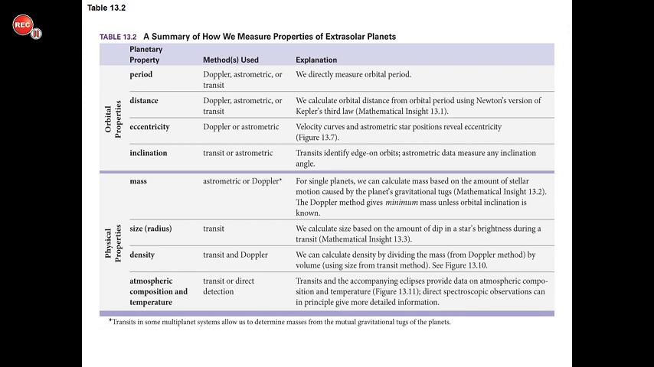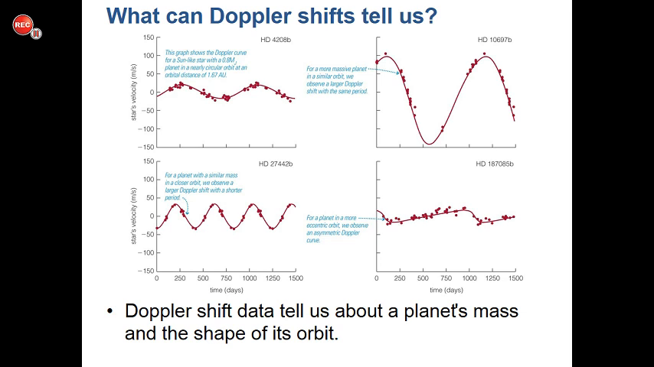So, here's a summary of all the different ways we can find different information. Doppler shift tells us a lot about shapes of orbits. If the oscillation is sinusoidal, then it's a nice circular orbit. If it's skewed, it's an eccentric orbit. And the amount of skew tells you about the amount of eccentricity.